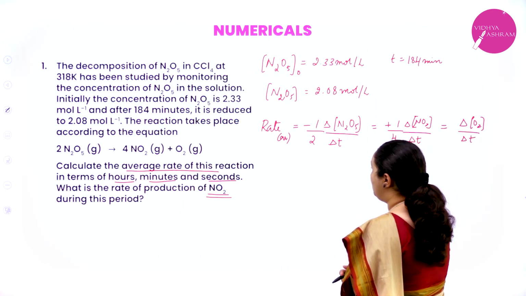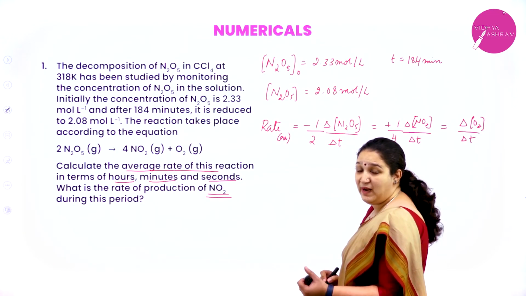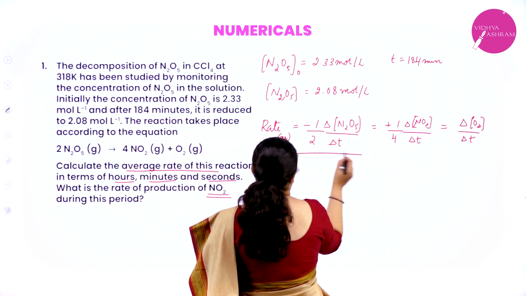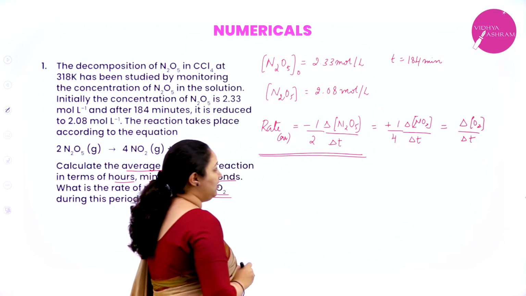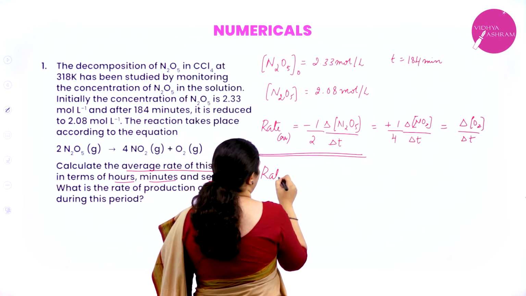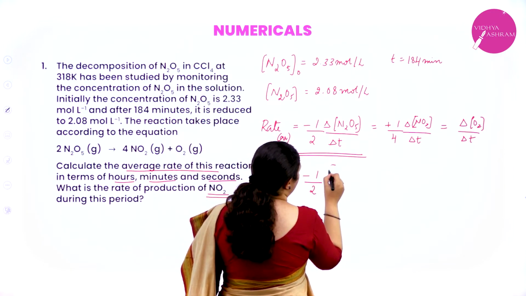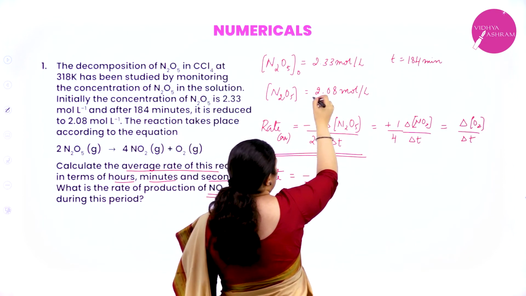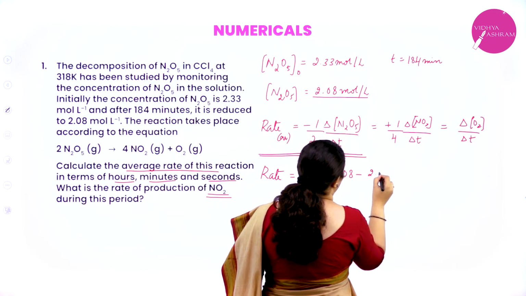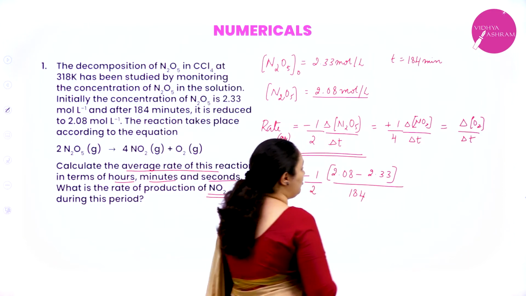Now I want to find out the average rate of the reaction only in terms of the reactants, but I want it in hours, minutes and seconds. So for the first part of the question, I require this particular equation, correct? So what is the average rate? It is equal to minus half, change in molar concentration. This is the final molar concentration, 2.08, final minus initial, 2.33 mole per liter, and time delta T is 184 minutes.